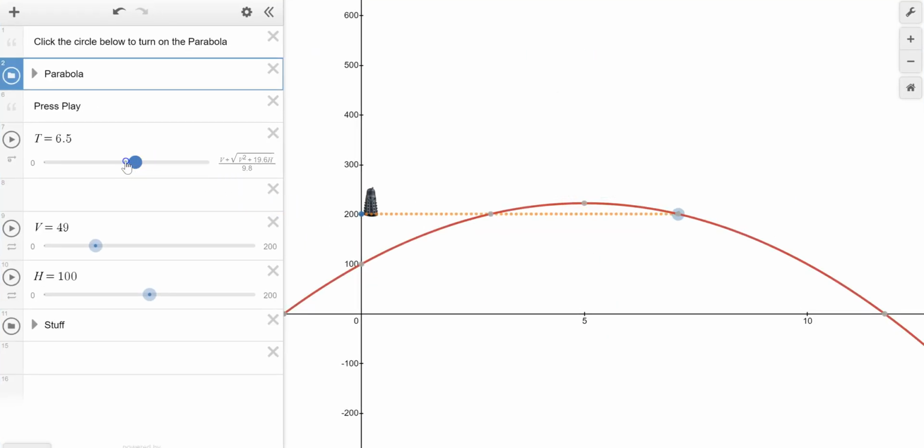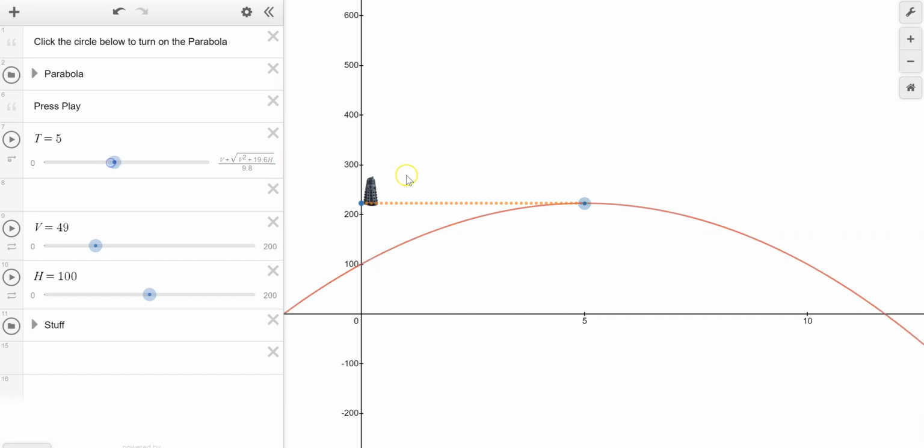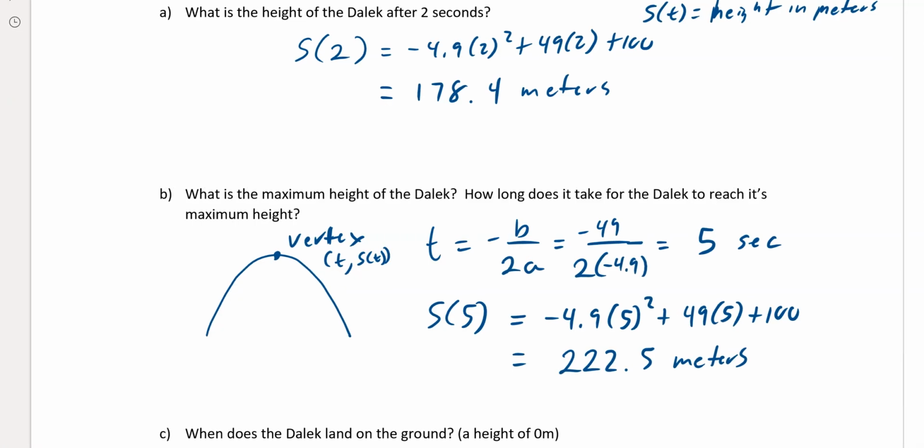And so you can see at 5 seconds, right there, that's the max height. See anything below or anything above, and the projectile is lower than the max height. So 5 seconds is when this projectile, our Darlic, will meet its highest point. So that's it. If they ask for the max height, you just use the vertex formula.